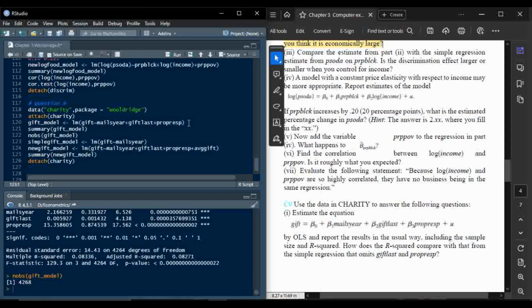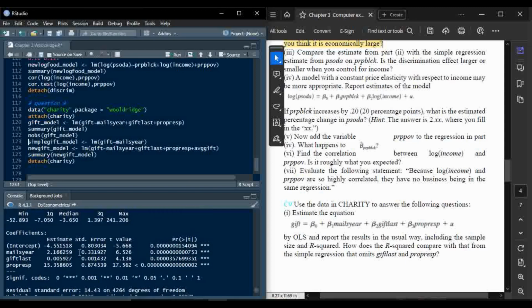So the number of observations in this data set is 4268, and the R-squared value is 0.083. The intercept is minus 4.55, and the coefficient on males per year is 2.17. The coefficient on gift last is 0.0059, and the coefficient on proper ESP is 15.36.